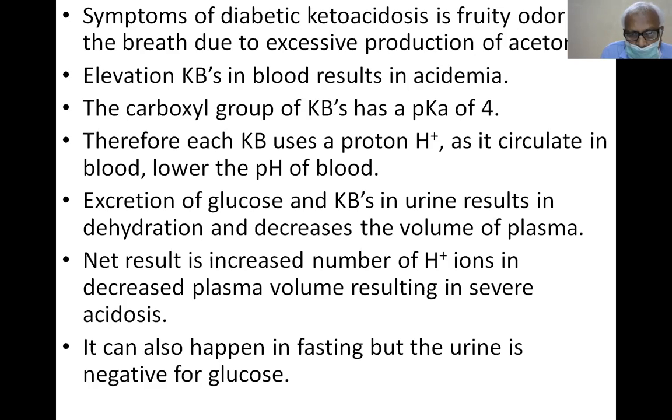Excretion of glucose and ketone bodies in urine results in dehydration and decreases the volume of plasma, hypovolemia. Remember, these are the two classical end results. The net result is increased hydrogen ions in a decreased volume of plasma, resulting in severe acidosis. When the volume is decreased, it will reflect as severe acidosis.